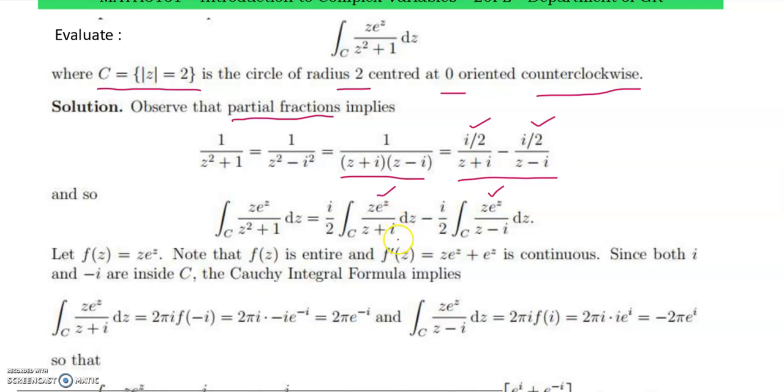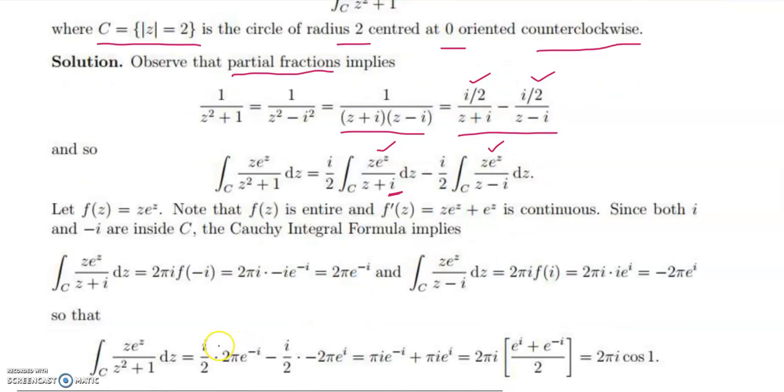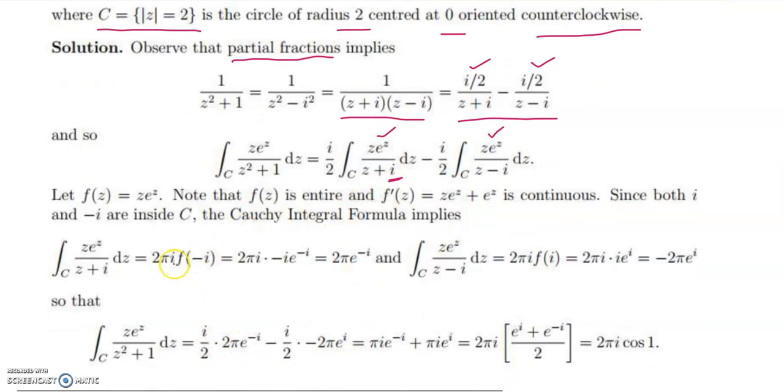Okay, here what is the point? Both i and minus i are inside C. So here minus i is the point. For the first integral, put minus i, then find the value of the function at minus i, then write this one. This value is for the first integral. Here what is the value of z? That is i, that is also inside. So now for this second integral, find the value of the function at i, then you write this.